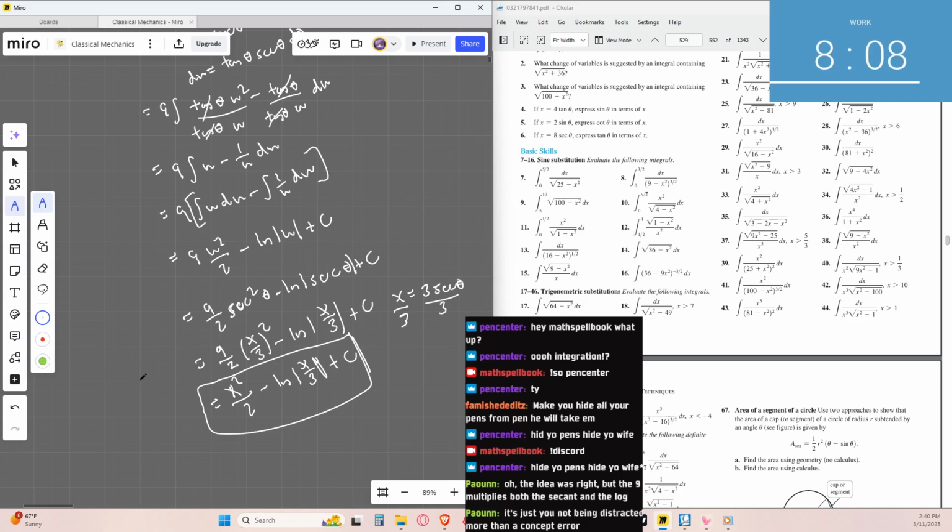Well, the idea was right, but the 9 multiplies both the secant and the log. It's just you not being distracted more than concept error. Oh yeah, that's right. The 9 does go into other things. Yeah, we went wrong here, so it was still supposed to be like this. So let's just erase this part to remedy that.